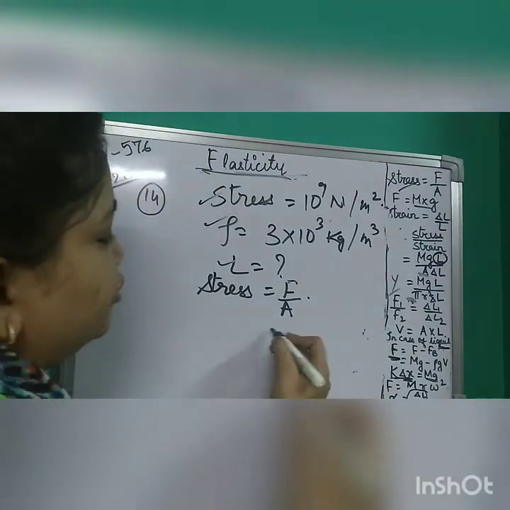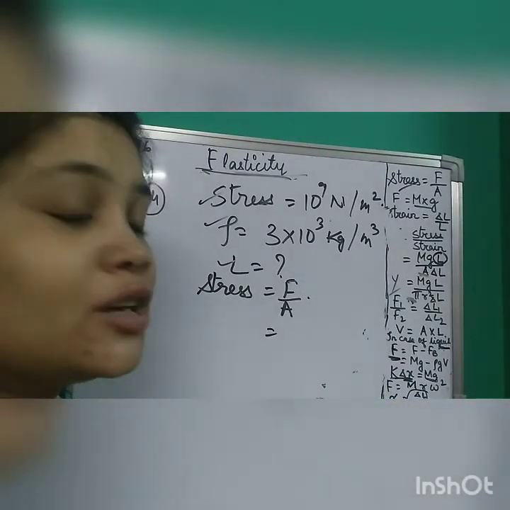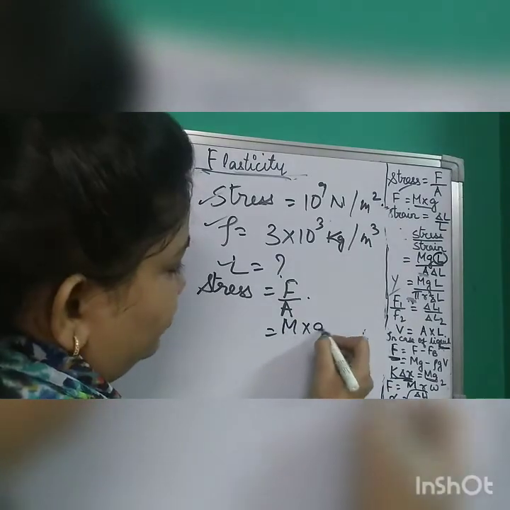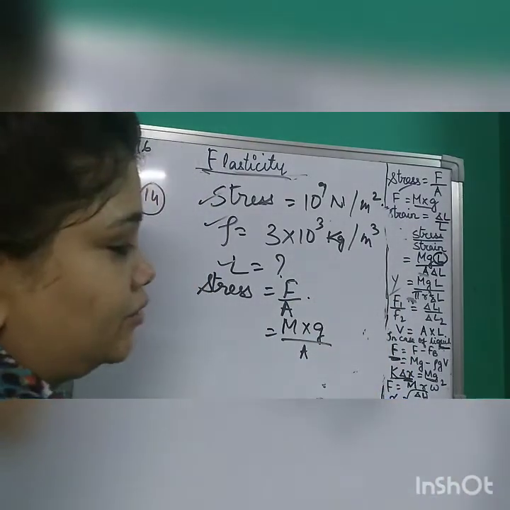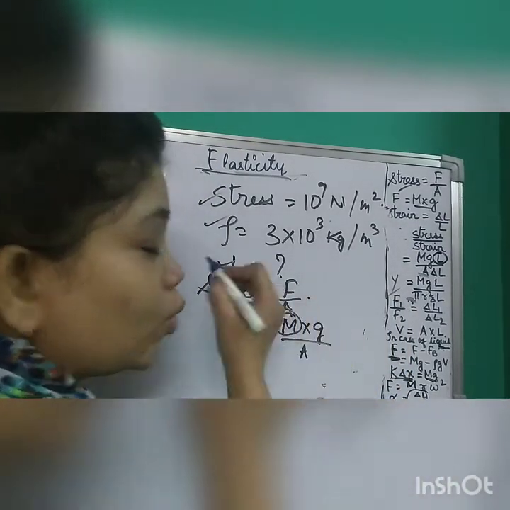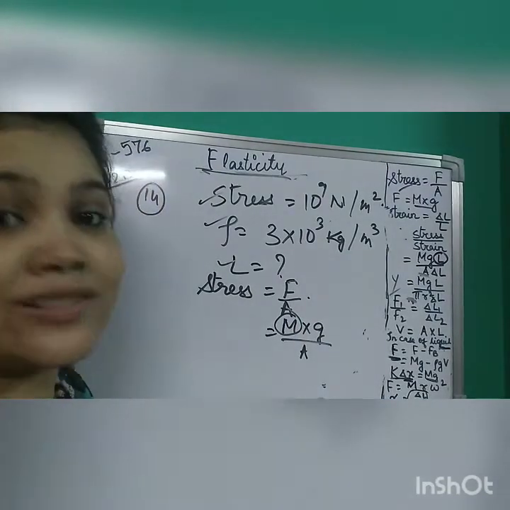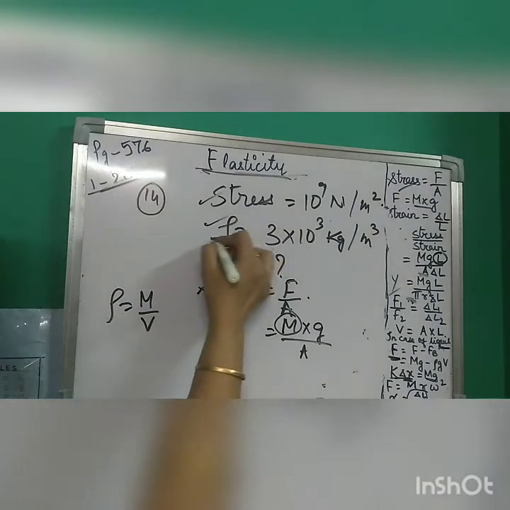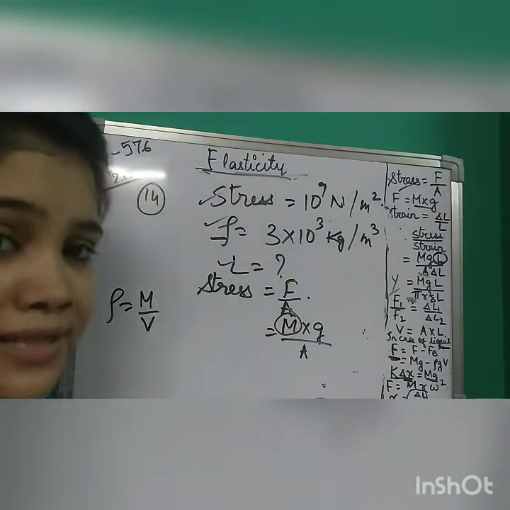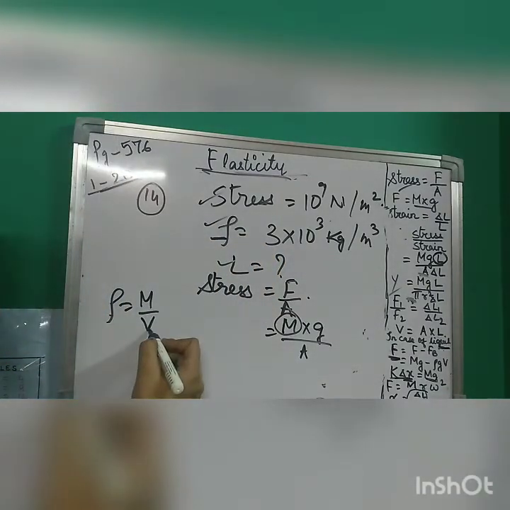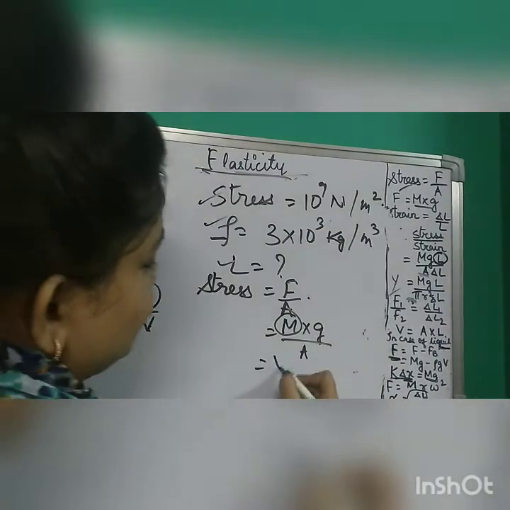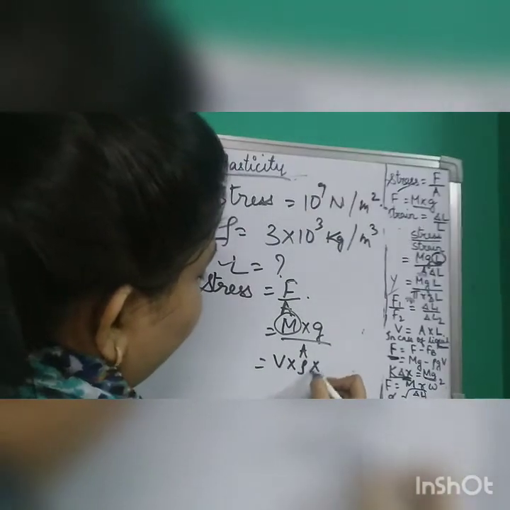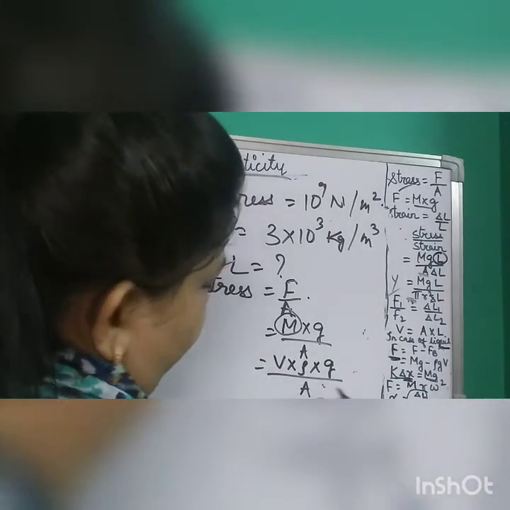So how will you do it? What is the formula of force? Force is M into G, by area. Now what is M equal to? Density is mass by volume, rho. Density is given to you, so let us bring it into density form. If density is mass by volume, what is mass equal to? Density into volume. That means V into rho into G by A.